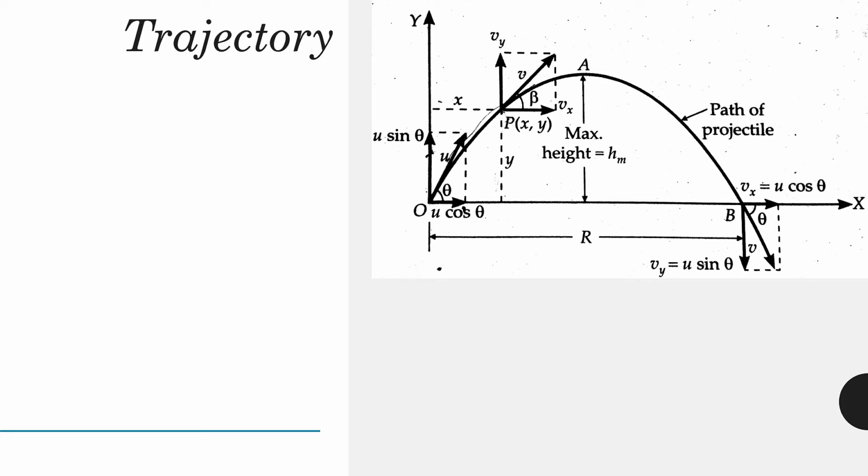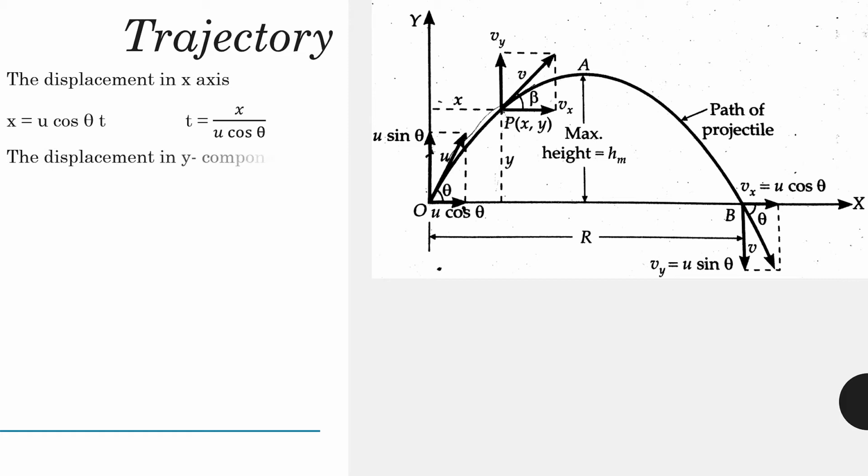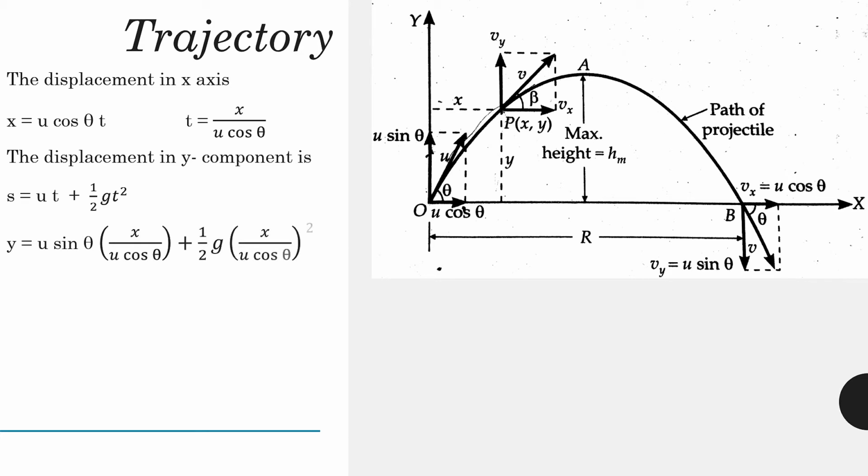We have to find the path of the projectile, that is the path it takes from the point it leaves the ground to the point it comes to the ground. To find the trajectory, we find the displacement covered in the x-axis and the displacement covered in the y-axis. The displacement covered in the x-axis is given by x equals u cos theta into t. So from here you get t equals x by u cos theta. The displacement in the y-axis is given by s equals ut plus half gt square. Putting the values there, we get y equals u sin theta into x by u cos theta plus half g into x by u cos theta whole square, because here u is the vertical component of velocity, which is u sin theta. Here we get y equals x tan theta plus g upon 2u square cos square theta into x square.